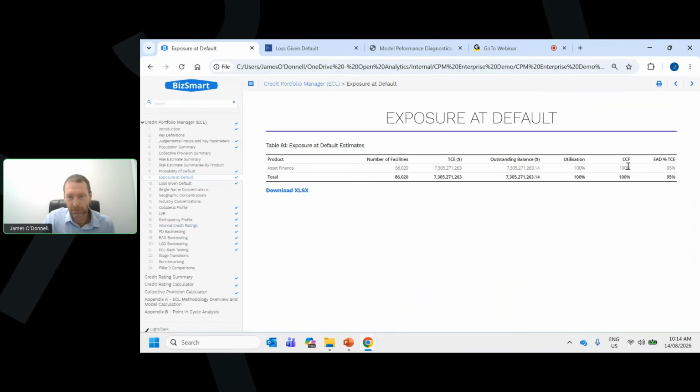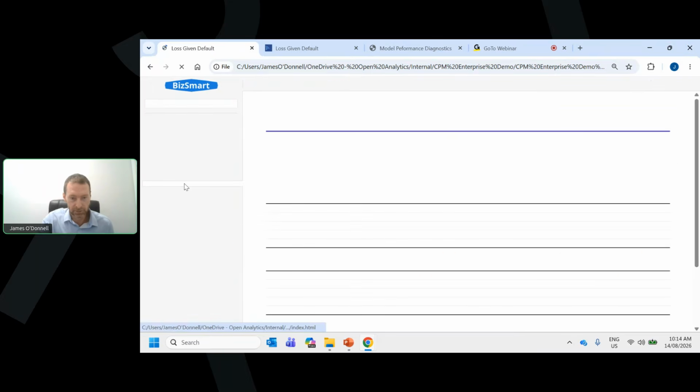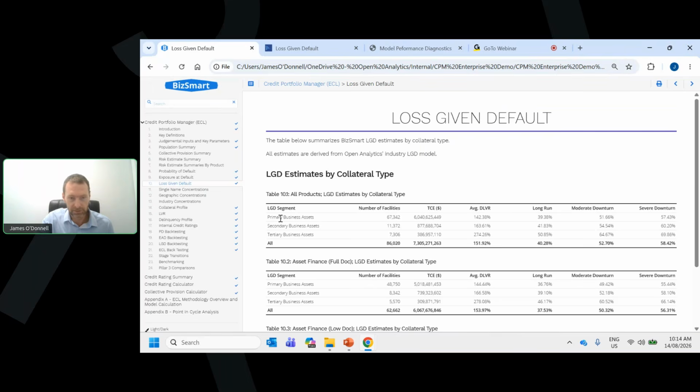Exposure at default, very quickly, is pretty boring for amortizing loans. It probably only really gets interesting for revolving facilities like overdrafts and credit cards and things like that. Typical EAD for a term loan is 95%. All that means is that on average, these loans will typically pay back or amortize down about 5% before they default. Loss given default is where it probably gets a little bit more interesting.